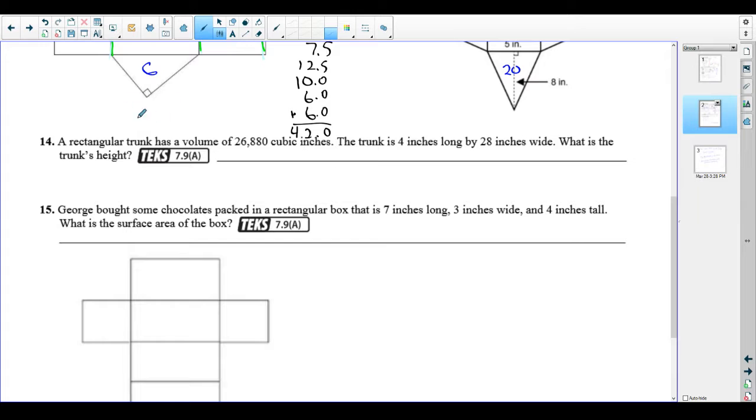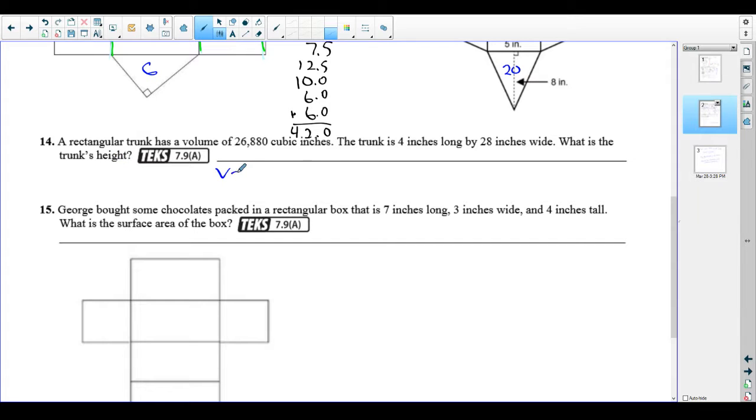Number 14. This one is a little bit different. I like this one because it's a change of pace. This one says the volume is 26,880. The trunk is 4 inches long by 28 inches wide. What is the height? So instead of solving for volume, we're actually solving for the height.